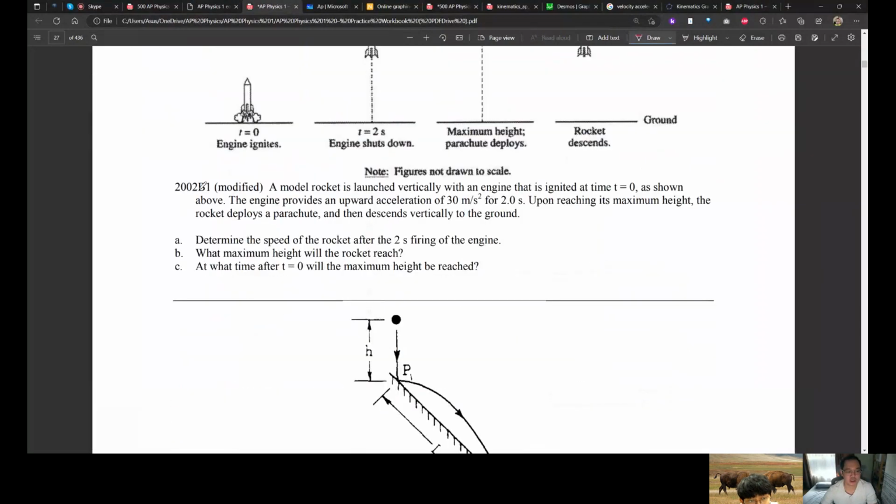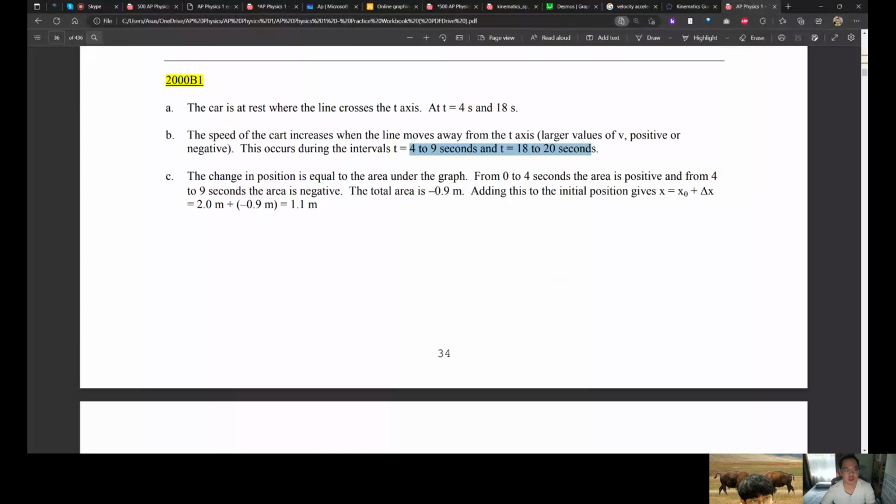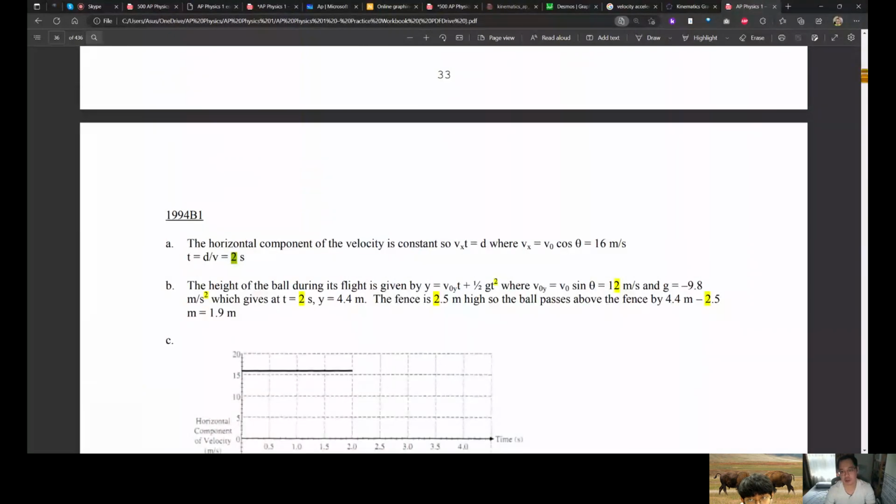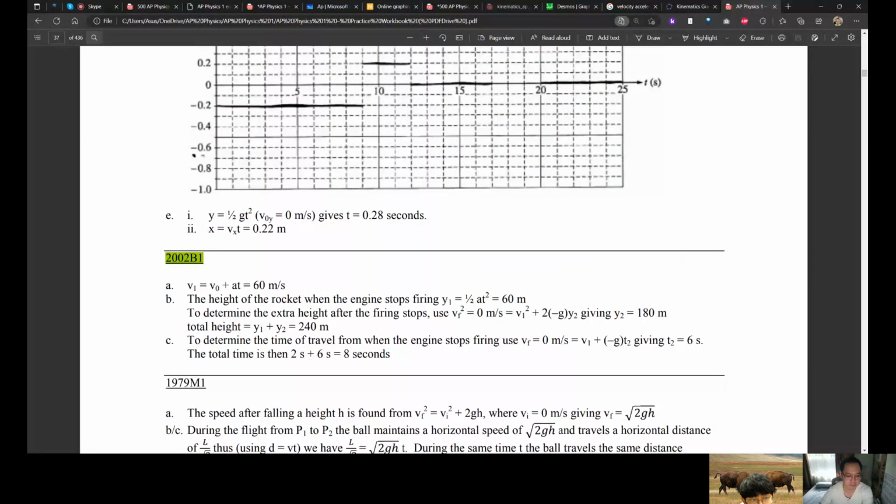Problem 2002 B1. Okay, the answer here is 240, which is different. They wrote it down as 180, but this is not the total height. My solution is 184, but we need to consider something.